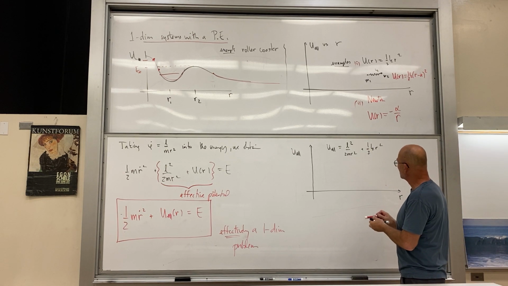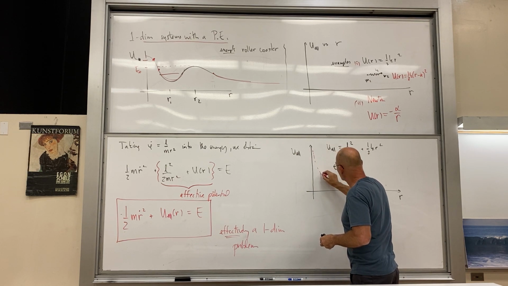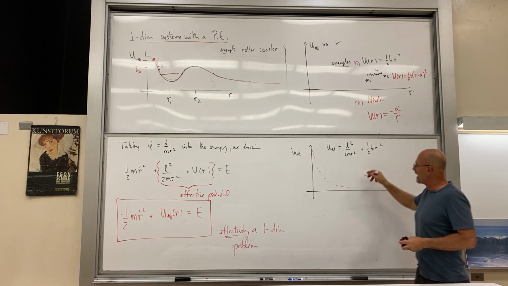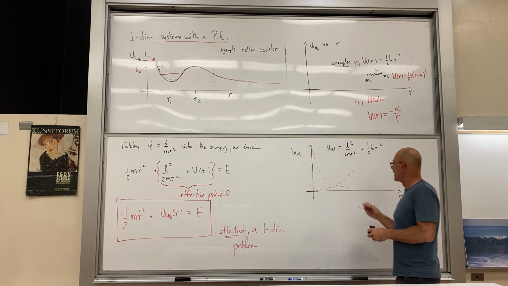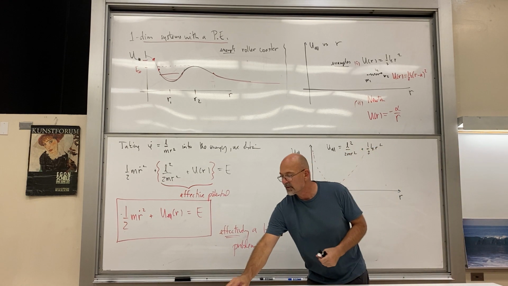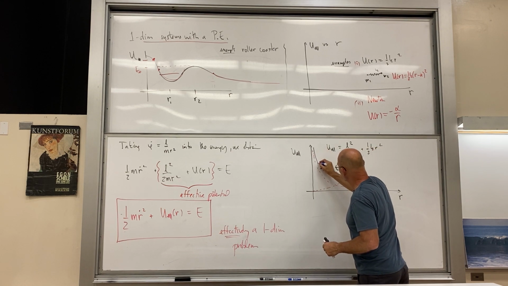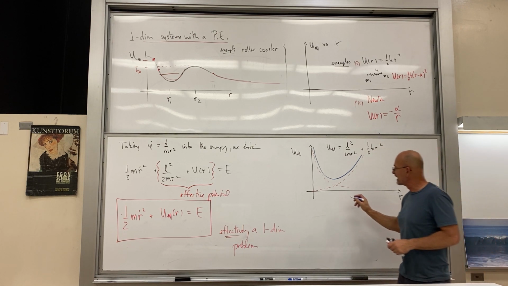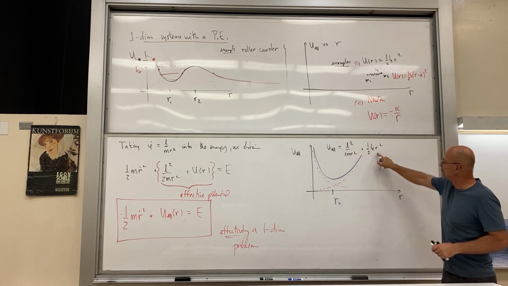Here we'll do some dotted lines. So the L squared over 2mr squared always has this generic form, 1 over r squared. The 1/2 kr squared is a parabola. And so what we end up with here is a function that looks like this. And it clearly has a local minimum that you can find.